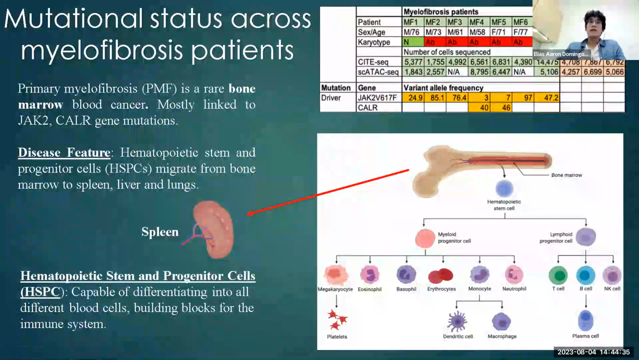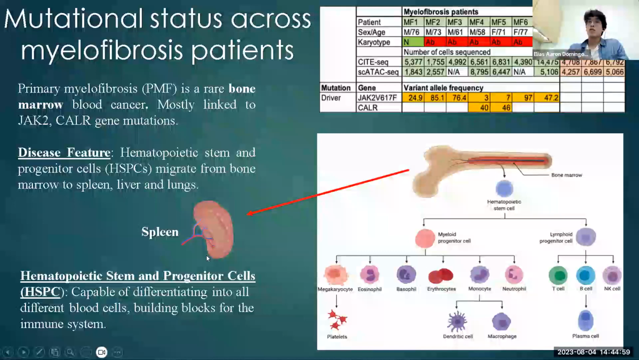So going on, to explain what myelofibrosis is, this is a very rare bone marrow blood cancer that is mostly linked to JAK2 and CALR driver gene mutations. What's interesting about this disease is that your hematopoietic stem cells, which are able to differentiate into all the different cell types in the blood, are going to migrate from the bone marrow to the spleen.